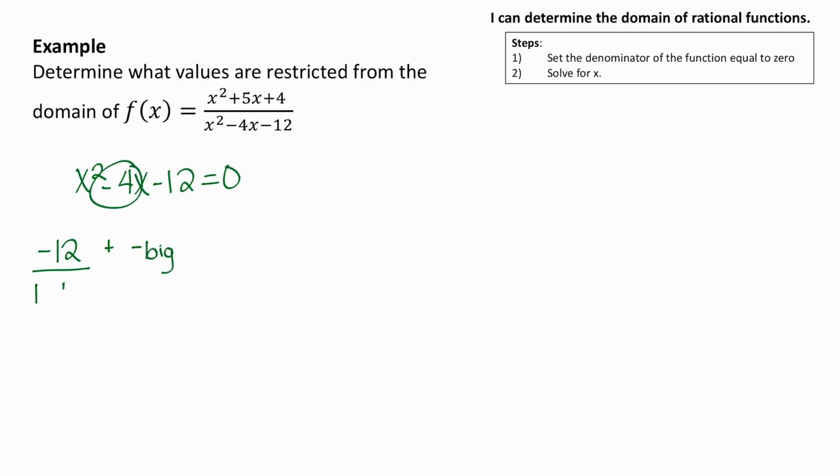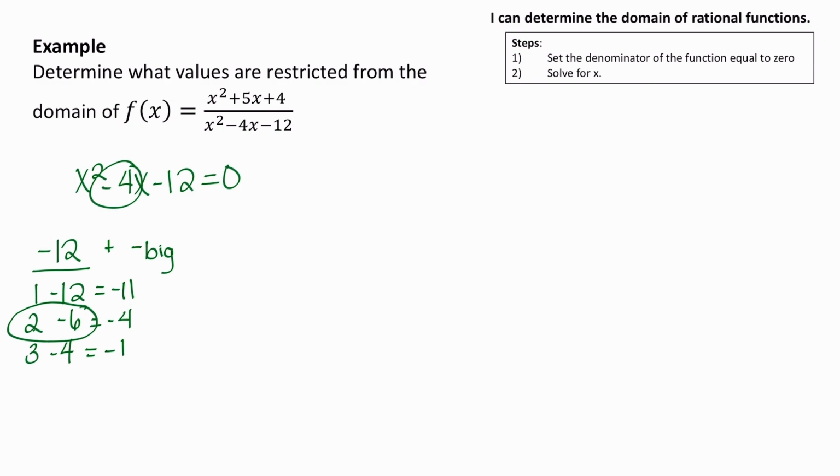So we have 1 and 12, so 12 will be negative. 2 and 6, where 6 is negative. And then 3 and 4, where 4 is negative. If we add these factors together, 1 and negative 12 gives us negative 11. 2 and negative 6 gives us negative 4. And 3 and negative 4 gives us negative 1. So 2 and negative 6 is the correct combination of factors.